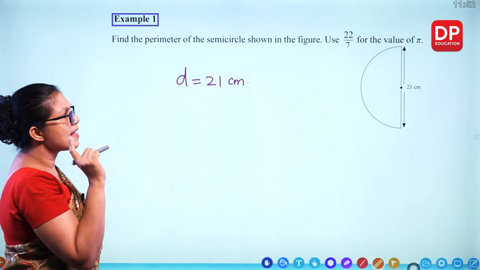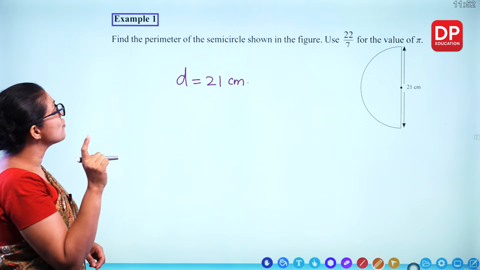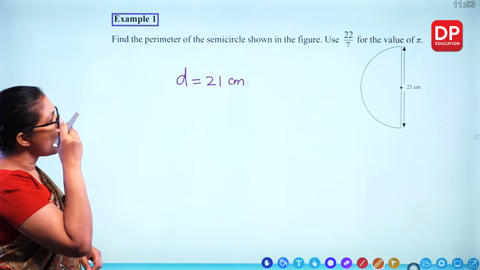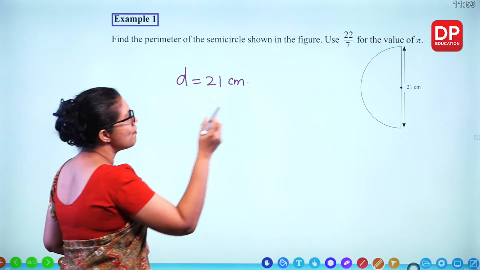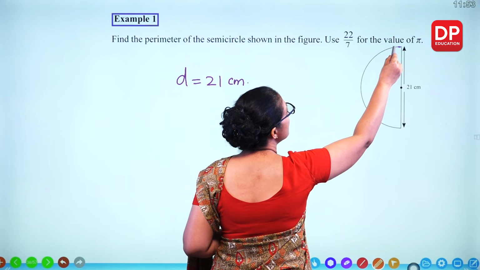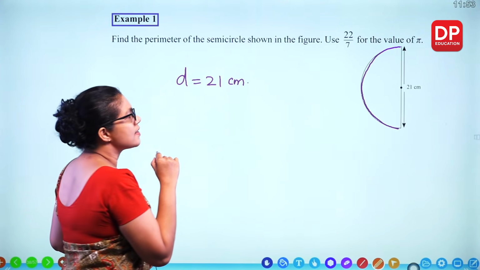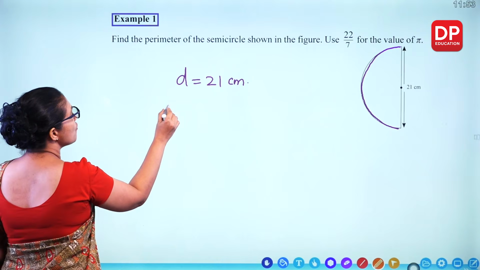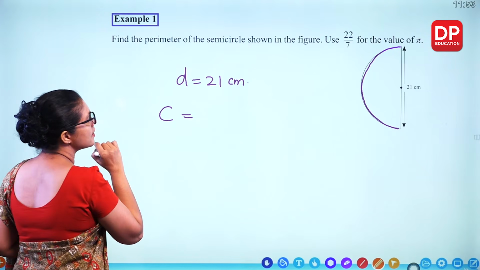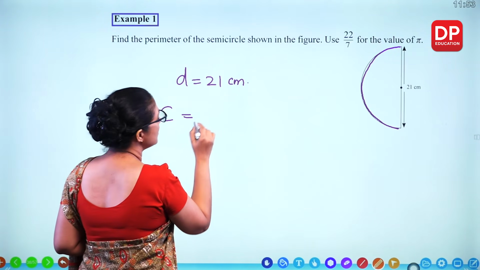Now this is a semicircle and you are asked to find the perimeter. So how do you find the perimeter? First find the circumference of half of a circle. So what's the circumference of half of a circle?